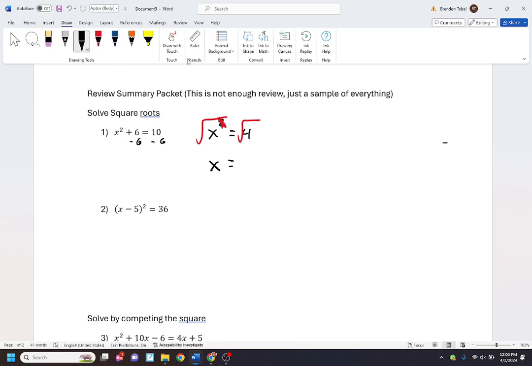When you square root a number, you must include the plus or minus. Because positive 2 times 2 gives you 4, and negative 2 times 2 gives you positive 4. So you have to include both.